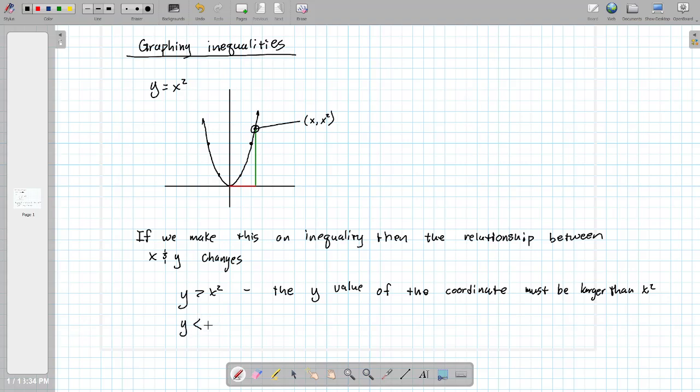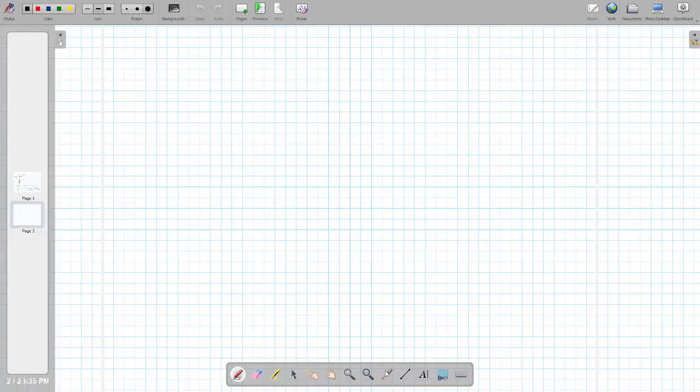Suppose we had y is less than x squared instead. Then the y value of the coordinate must be smaller than x squared. No longer larger, smaller. So it needs to be below this point in order for it to be a part of the solution set. Again, y being less than x squared means that we're not finding a solution set that's on the line, but instead below the line. I'll show you what each of these look like as a graph.